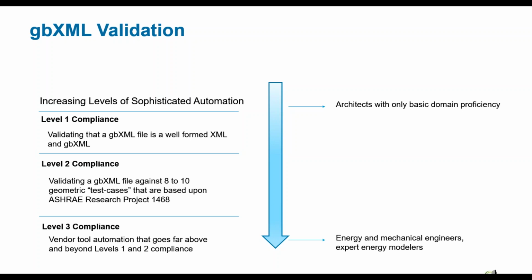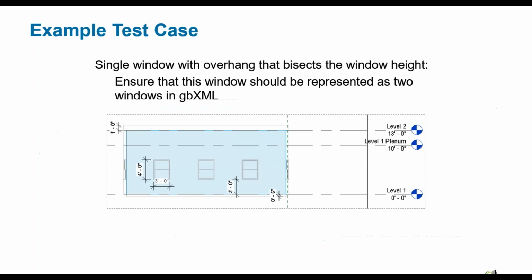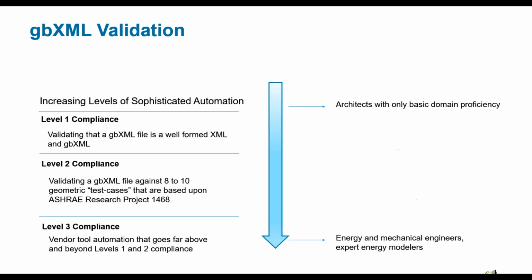Level 2 is where we actually create simple geometric test cases. And one example of that is here, where we would say, hey, BIM authoring tool, can you export a window where there's a shading, an overhang that bisects it, and it needs to be represented as 2 separate windows. And then we compare it to a truth standard. And if the comparison matches, then you pass that specific test case. So that's what's called level 2.